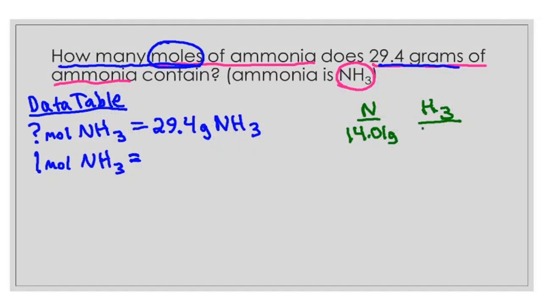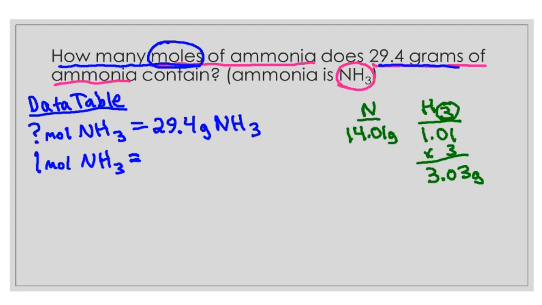So that's 1.01 in 1 mole of H. But there are 3 of them. So we have to take this number times 3. So 1.01 times 3 moles of H is 3.03 grams of H in 1 mole of H3.